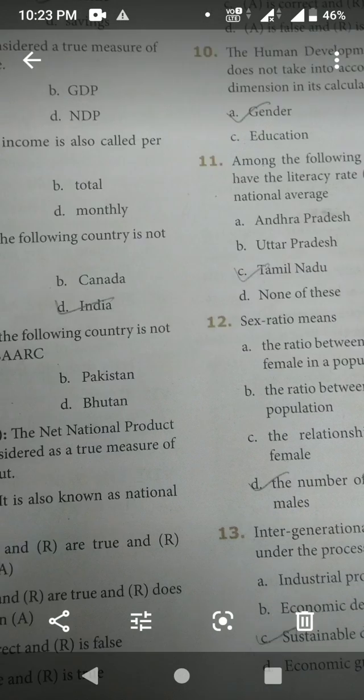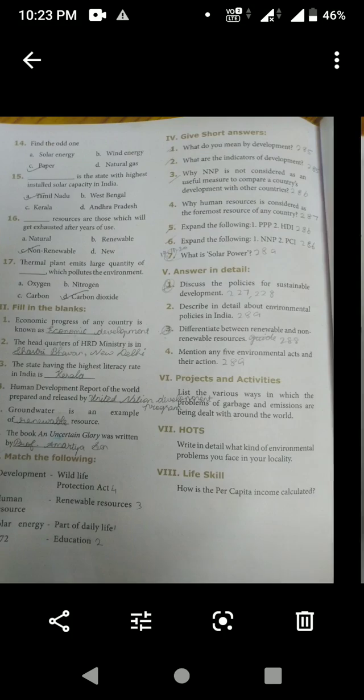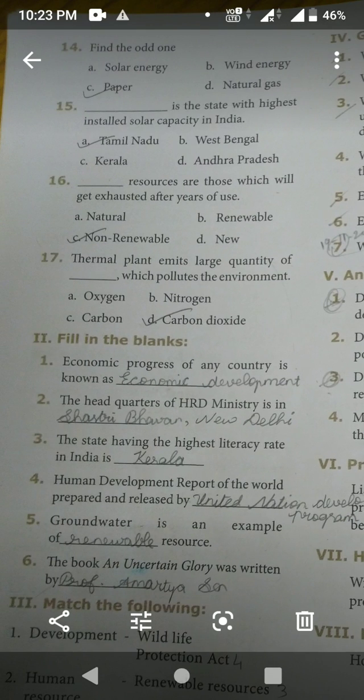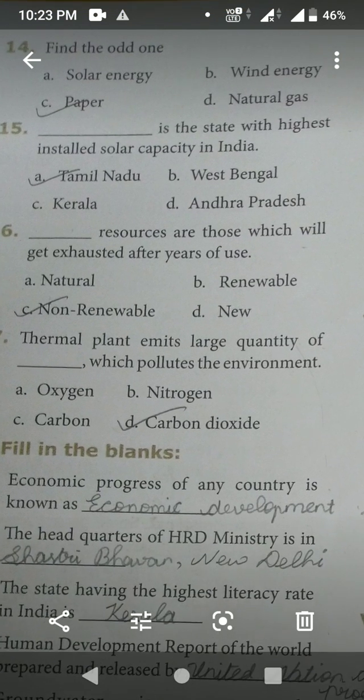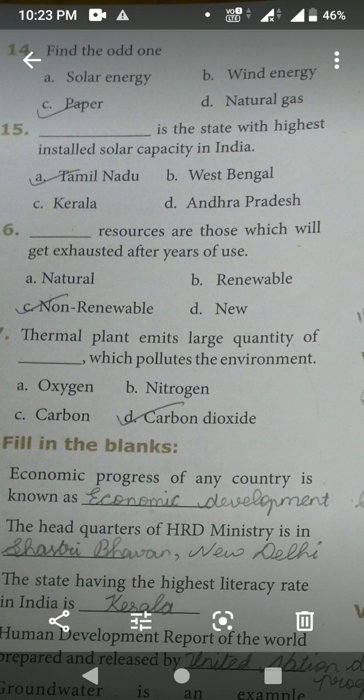Okay, next. 14th question. Find the odd one. Solar energy, wind energy, paper, natural gas. So option C is the correct answer, paper. 15th question. Dash is the state with the highest installed solar capacity in India. Tamil Nadu. Option A is the correct answer, Tamil Nadu.